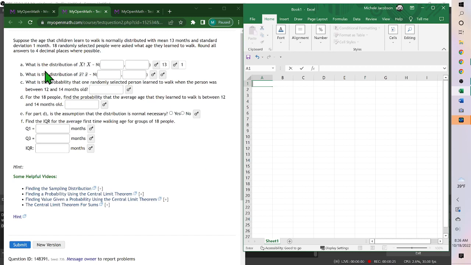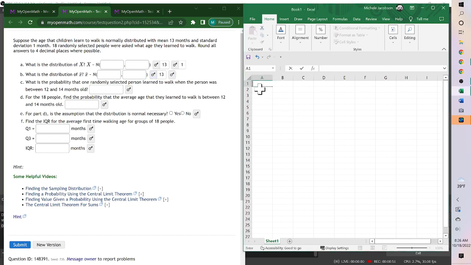So this first distribution with the capital X, this is the population. And so they want your mean and standard deviation, 13 and 1. The next one, the X with the line over it, that's the sample. The 18 randomly selected people, that's your sample. The sample mean and the population mean are the same. But the standard deviation is not.